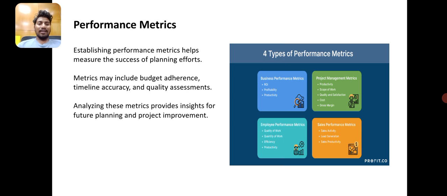And performance metrics. Establishing performance metrics helps measure the success of planning efforts. Metrics may include budget adherence, timeline accuracy, and quality assessments. Analyzing these metrics provides insights for future planning and project improvement. This represents the four types of performance metrics: business performance metrics, project management metrics, employee performance metrics, and sales performance metrics.